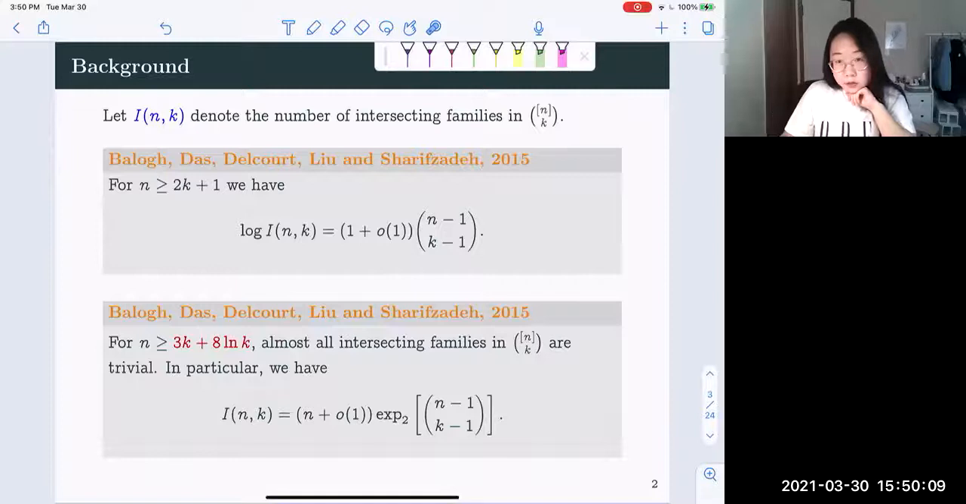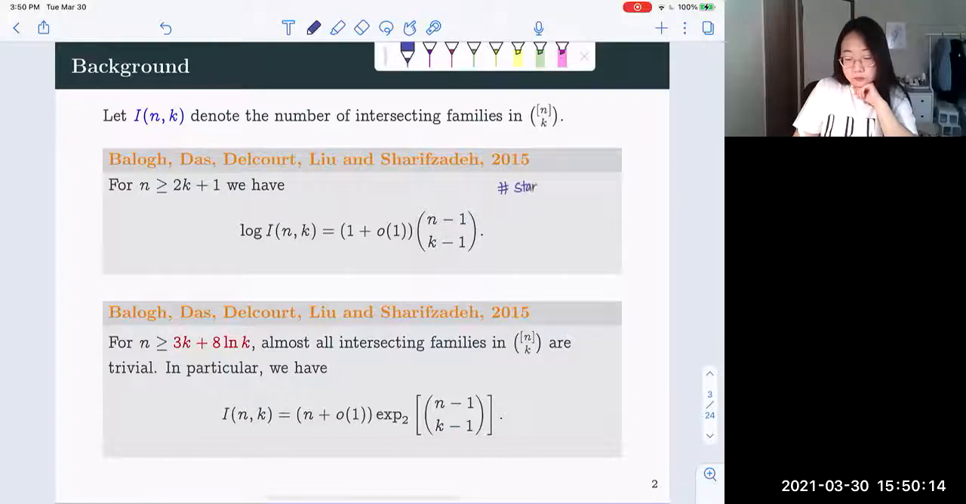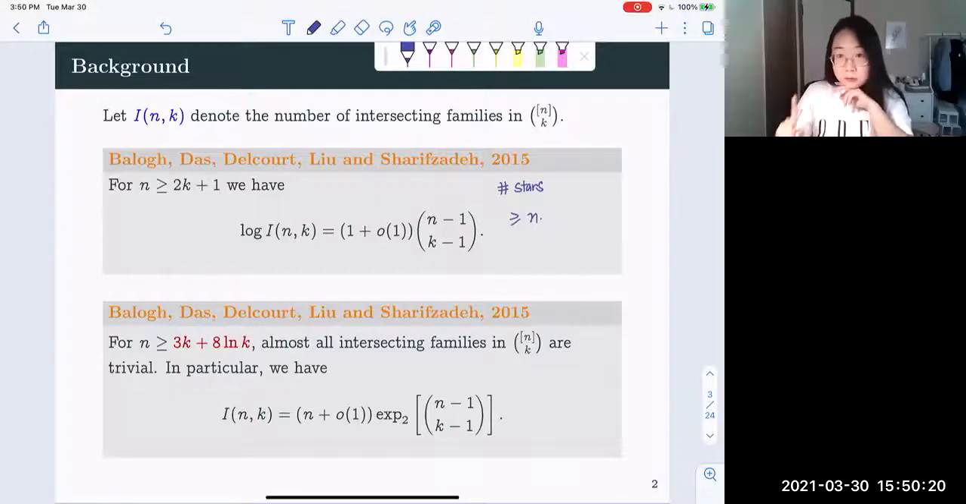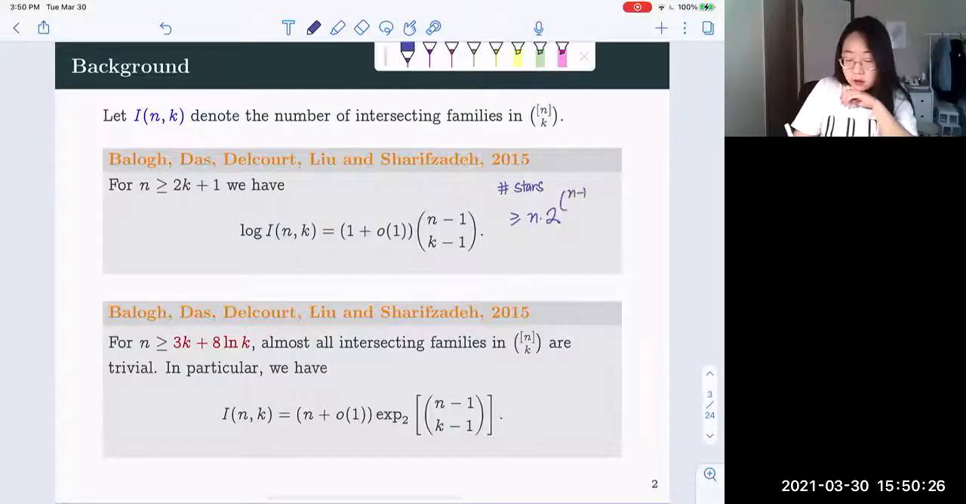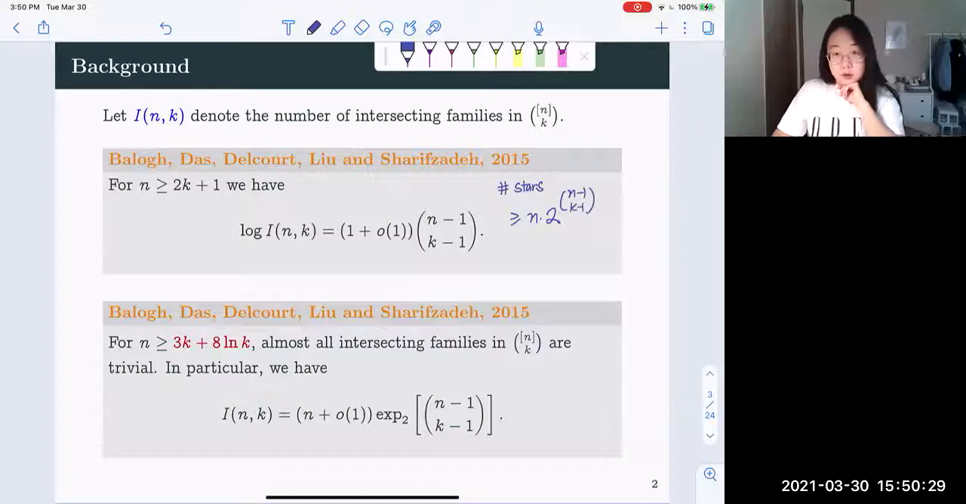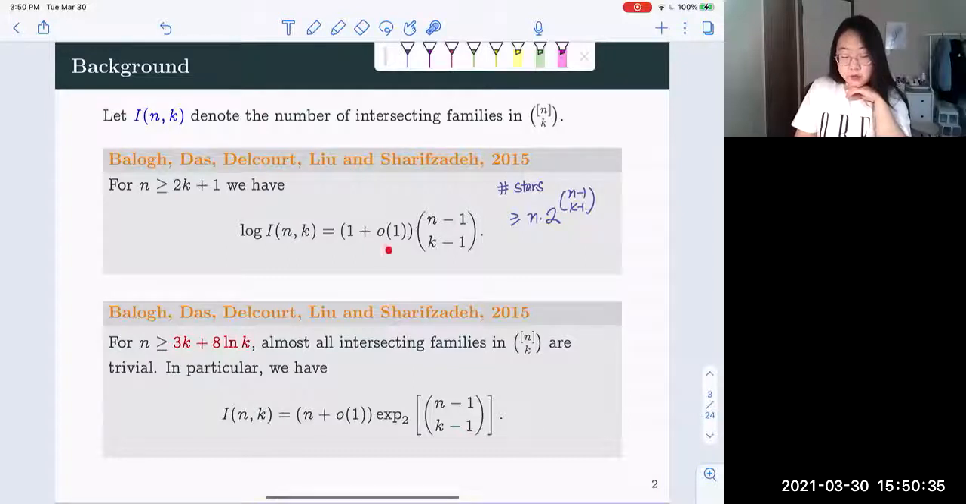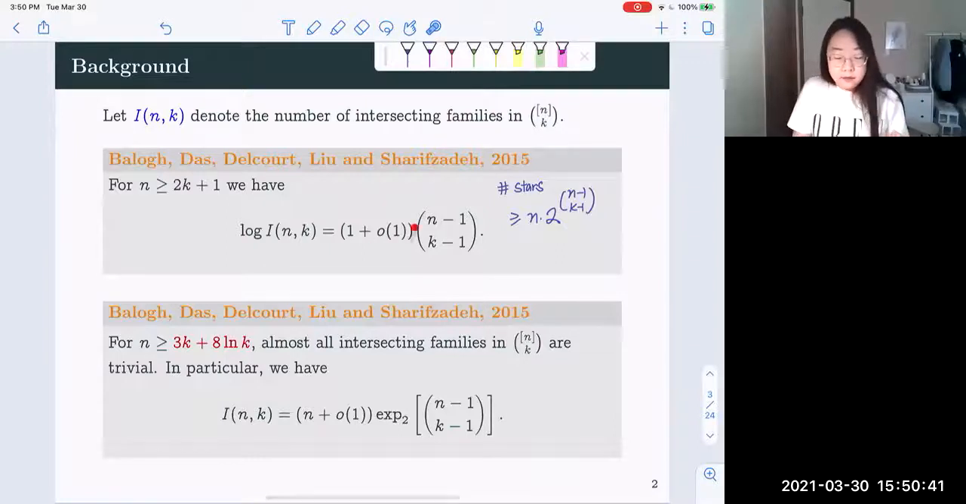Just to give you intuition on this quantity, if you think about the number of stars, it is at least this many. n is for the choices of the fixed element, and then you can take an arbitrary subfamily of the maximal star, right? If you look at these two quantities, the difference is really in this error term. A natural question arises: is this error term really necessary, or in other words, which one is closer to the truth, this trivial lower bound or this upper bound?